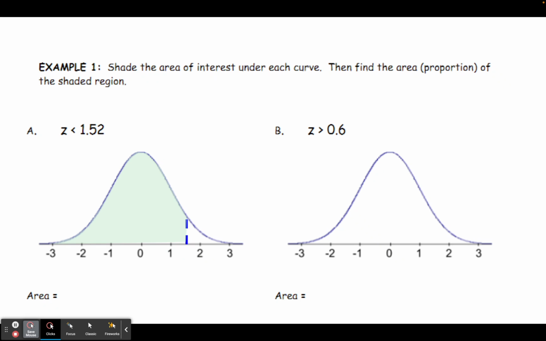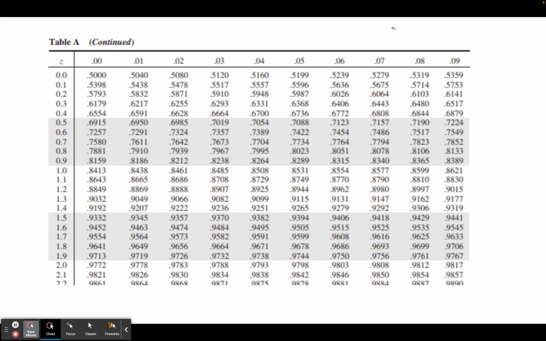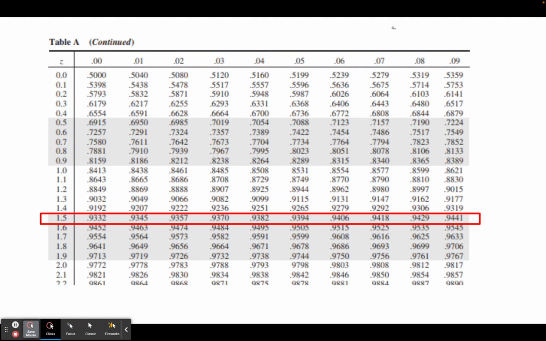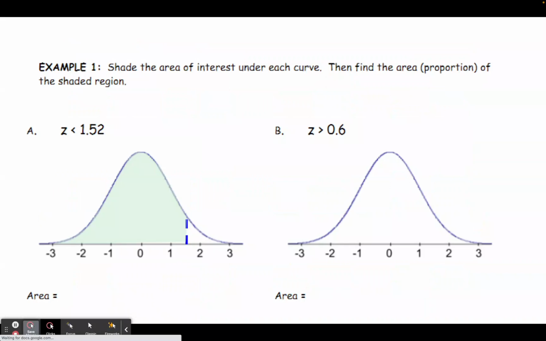Now, to get that area, we're going to go to Table A. And because we're dealing with a positive z-score, we want to be on the front side of the table where the z-scores are positive. The z-score we're looking at here is 1.52. So I'm going to look in the row that has 1.5 over in the left-hand margin. The second digit of my z-score is a 2, so we look in the column that says .02, and notice where that row and column intersect is at 0.9357. And so the answer to this question then is 0.9357.